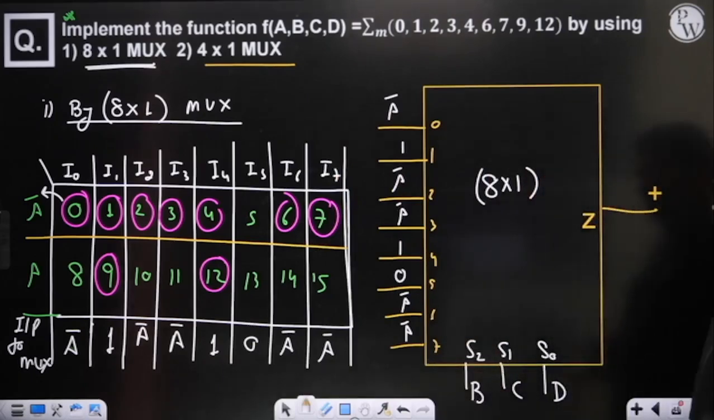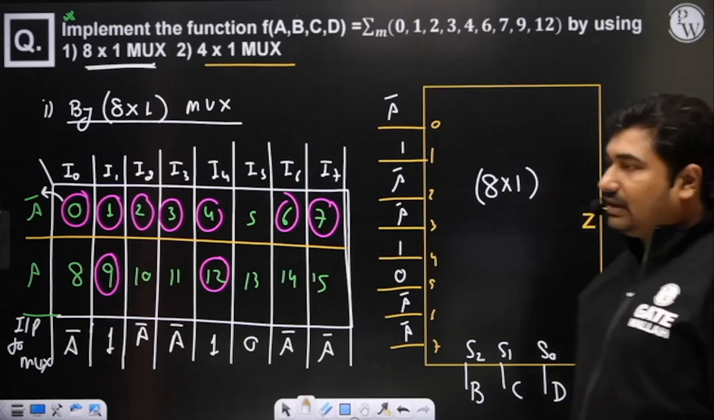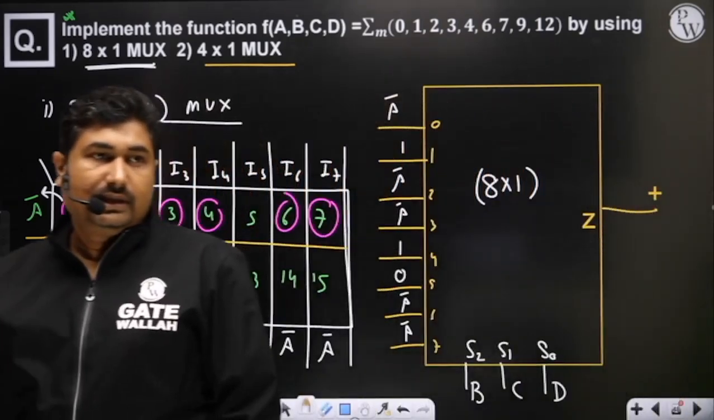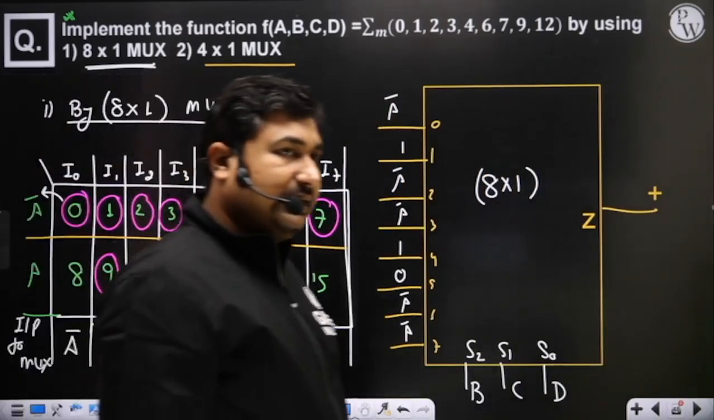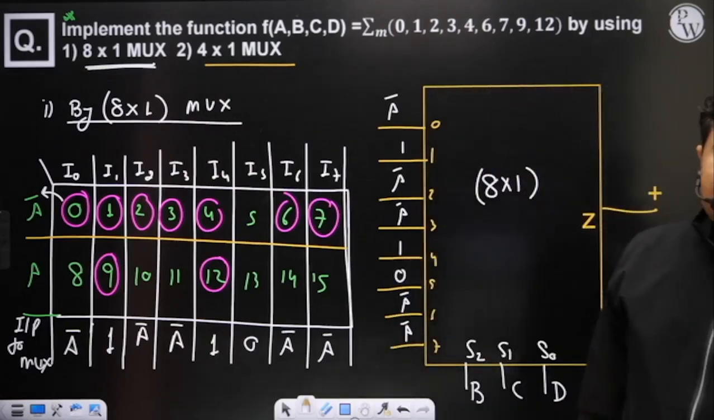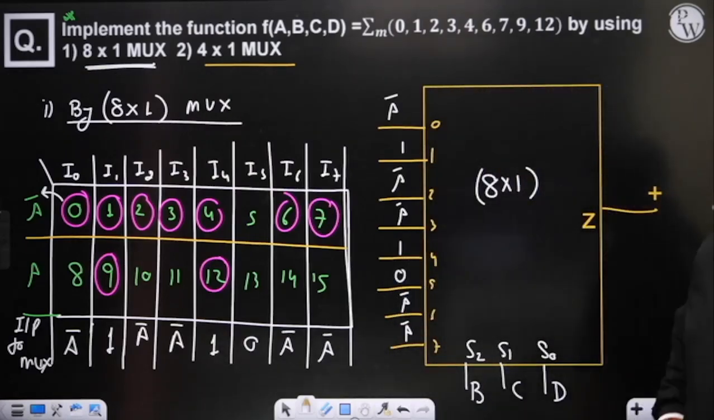Yes, sir. We can implement this function by using an 8 cross 1 multiplexer. Great. So you can easily implement the function by using an 8 cross 1 multiplexer.